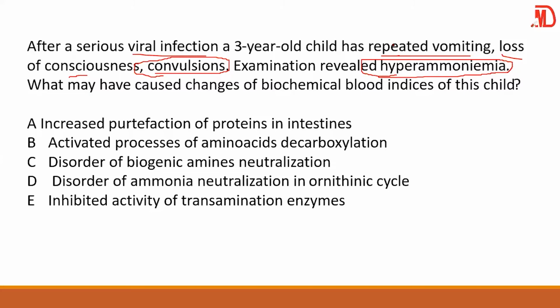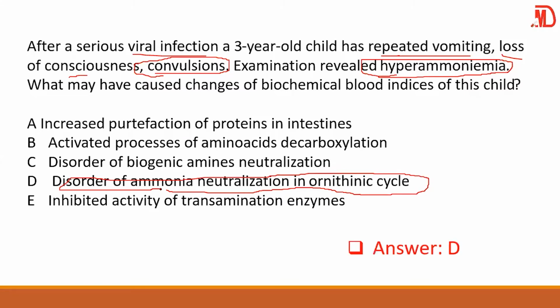So look at the options here. Definitely either there's a problem with the glutamic acid, or there's a problem with the urea cycle. So here, your best answer should be disorder of ammonia neutralization in the ornithine cycle. That becomes your likely answer, or the cause of increase in ammonia. You see why I said medicine is sweet. Everything is correlating. So if you understand it, you can apply it, so please try to understand these things and apply them accordingly.